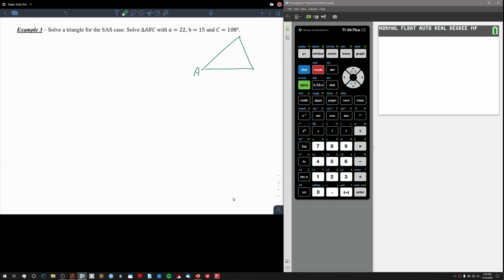Triangle here. I got A, B, C. Okay. And side A is 22. Side B, which would be here, is 15. That means they must give me this angle, and they did. That's 108. Okay. So I don't know angle A. I don't know angle B. And I don't know side C. That doesn't even look like B. All right. Okay. So those are the 3 things I'm trying to find. Angle A, angle B, side C. Can't use law of sines because law of sines, I need information opposite each other. That doesn't work. Okay. So I got to use law of cosines.